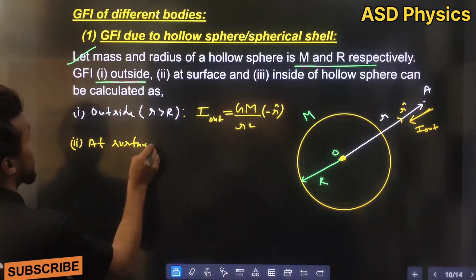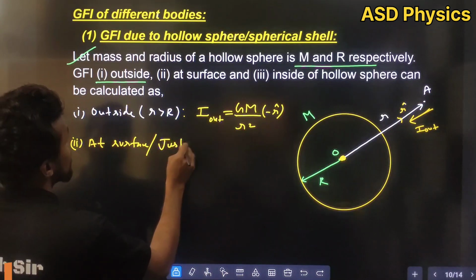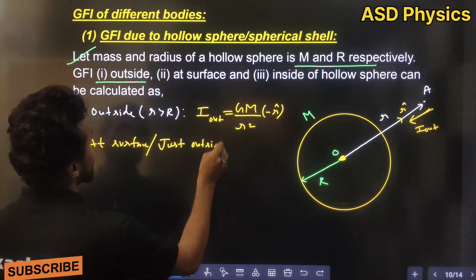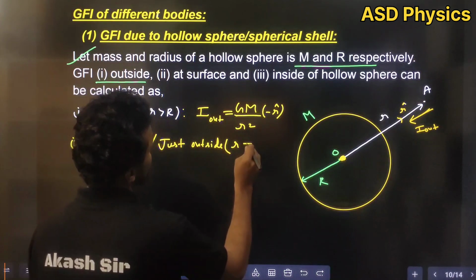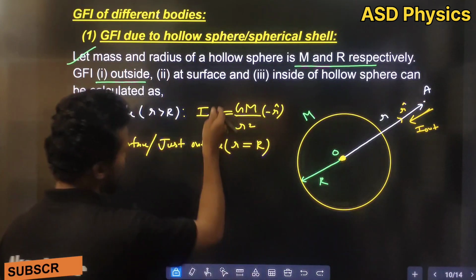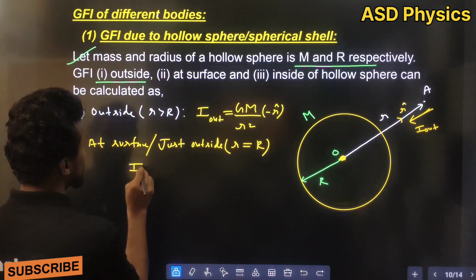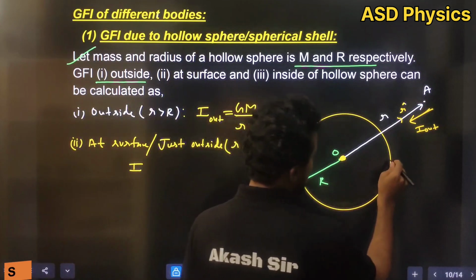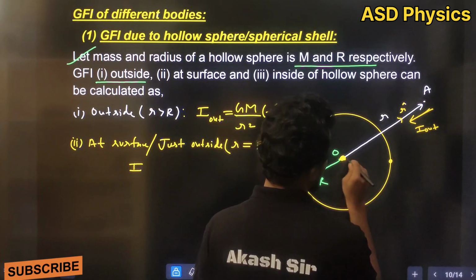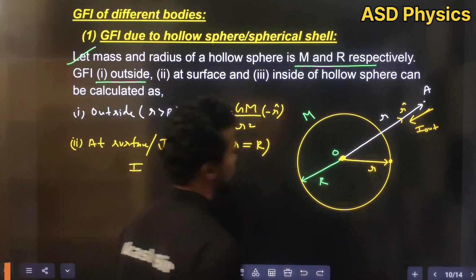After that, students, second one, at surface. Where? At surface. At surface means where? Just outside. Just outside means how much here? We will write here small r is equal to R. So at surface, somewhere here, let's take it here. Here I have taken at surface. Now let's take this distance is small r here.